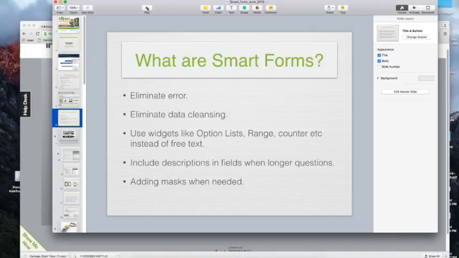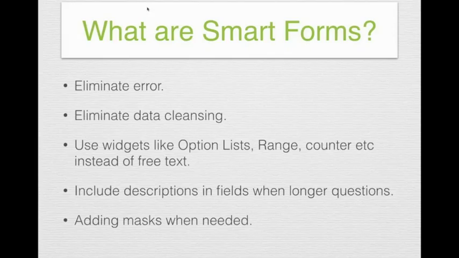So let's start with this. What are smart forms? They're designed to eliminate error by the users, eliminate that post-data cleansing. They use widgets or element input types like option lists, range, and the counter widget, and so many of our other widgets, just instead of using free text. So eliminating the user actually having to type in that information.